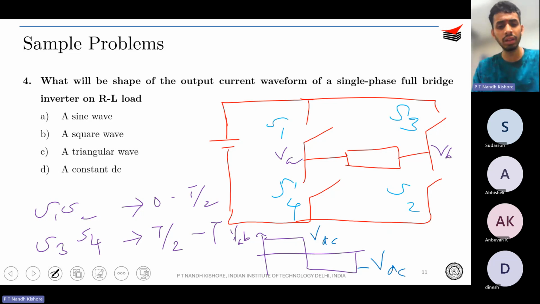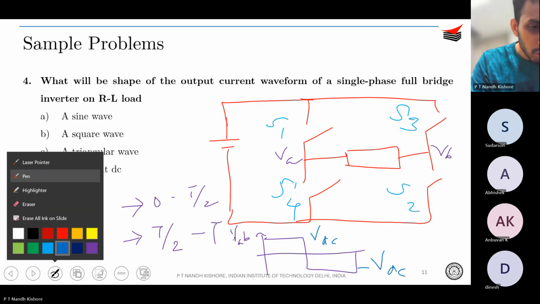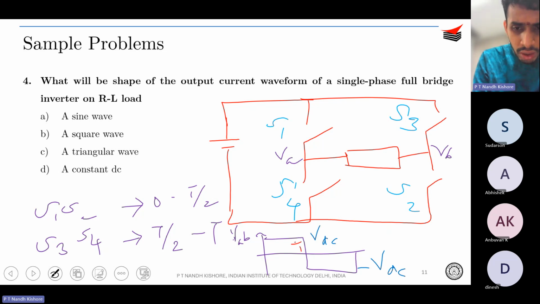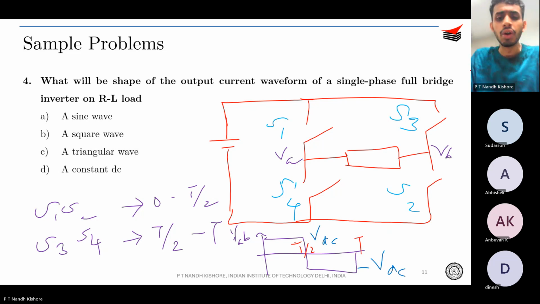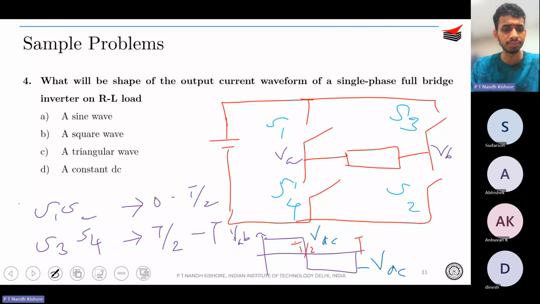Okay. So your VAB is switching between VDC and minus VDC, depending on whether S1, S2 are on or S3, S4 are on. So this is for T by 2 and this is T. You can understand if this load is a pure R load, then your output current will exactly follow VAB. Output current will be directly proportional to VAB and it will be a square wave, if it is a pure R load.